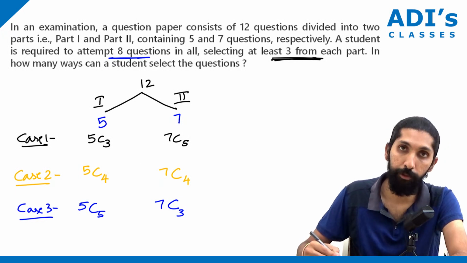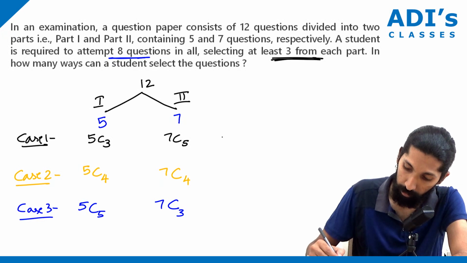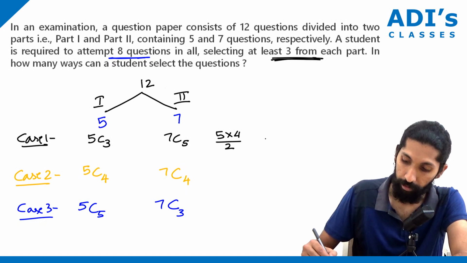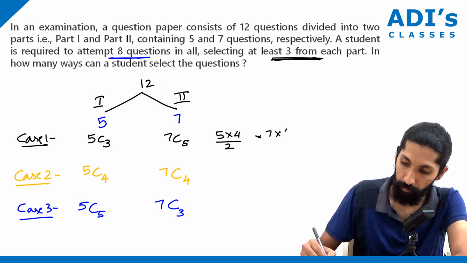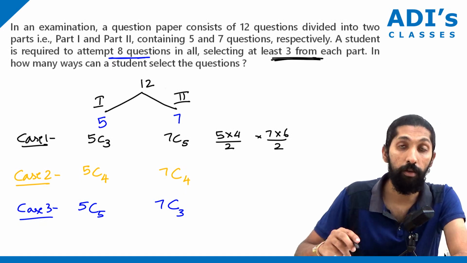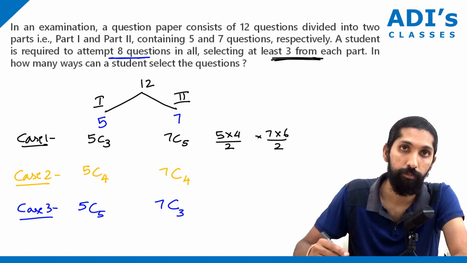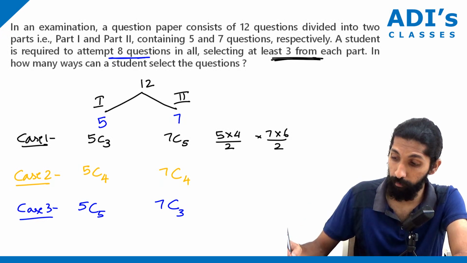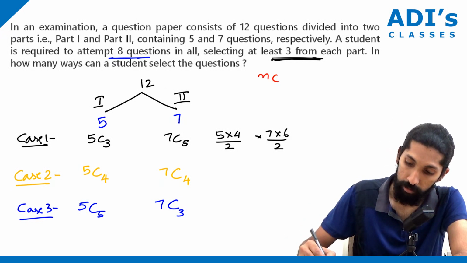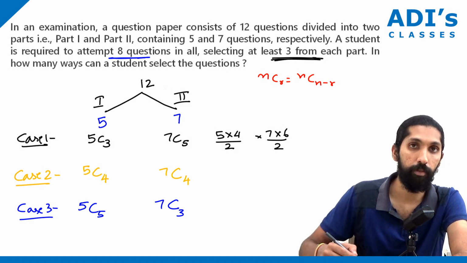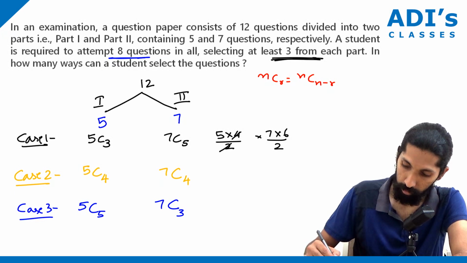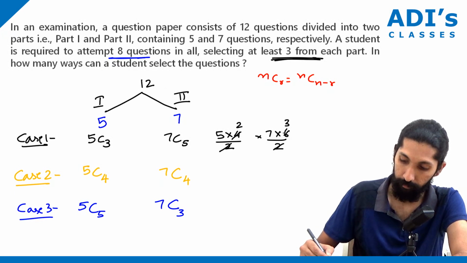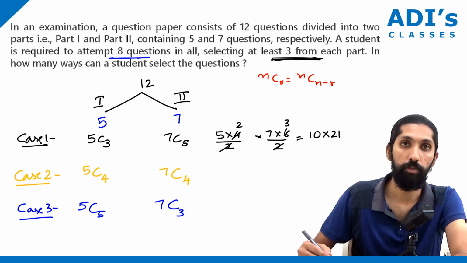5C3 is the same as 5C2. So this is going to be 5 into 4 divided by 2 into 7 into 6 divided by 2. 7C5 is the same as 7C2. Correct? nCr, the formula what we are using. nCr is equal to nC(n minus r). We use this formula. Fair enough? So this is going to be 2. This is going to be 3. So 10 into 21. So 210.